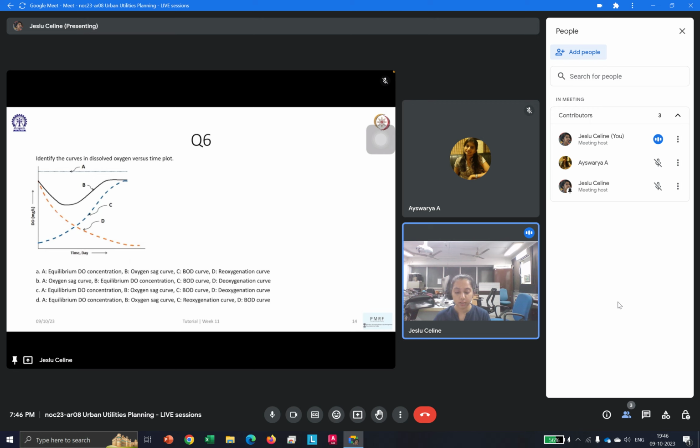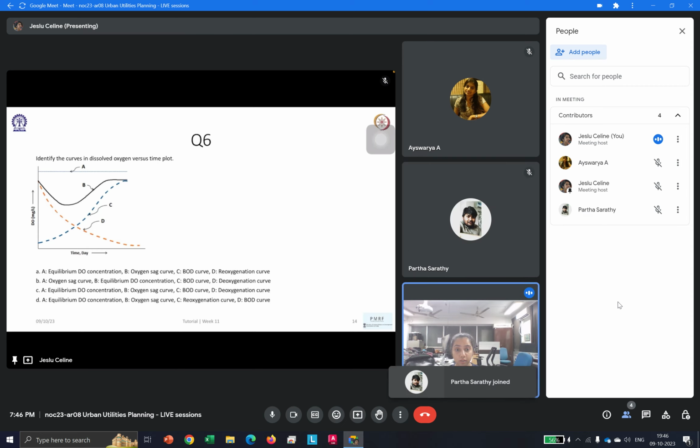Now we have this question, question 6, which asks us to identify the different curves. A graph is given, and we've been asked to identify the elements in the graph. So let's go by A, B, C, D. The first one, any guesses on what it is?